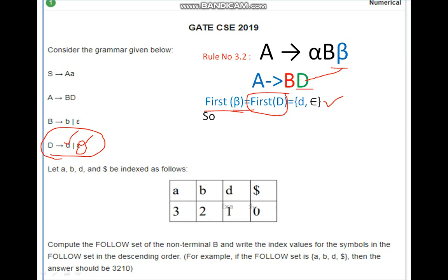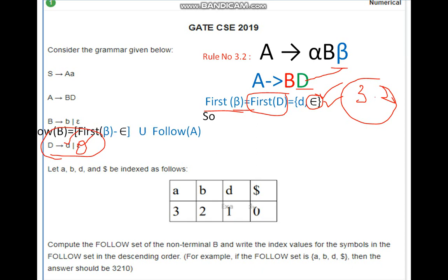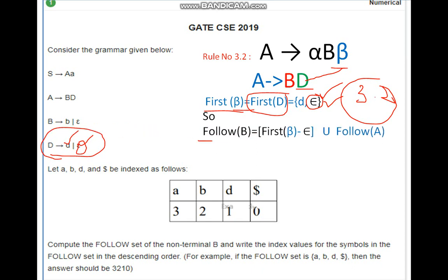Now which rule do you have to follow? If you have seen my previous video on how to calculate follow of a variable using three rules: because beta contains epsilon, whenever beta contains epsilon, you need to follow rule number 3.2. And what is 3.2? This one. Follow of B equals first of beta minus epsilon union follow of A.